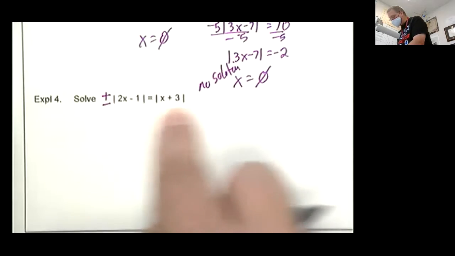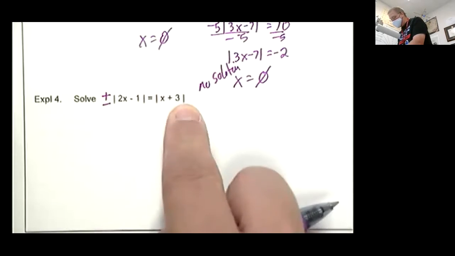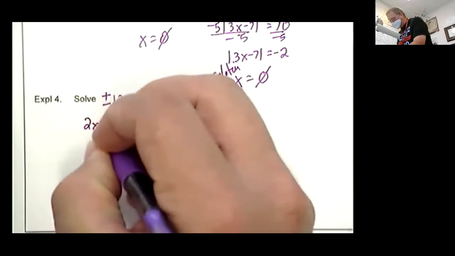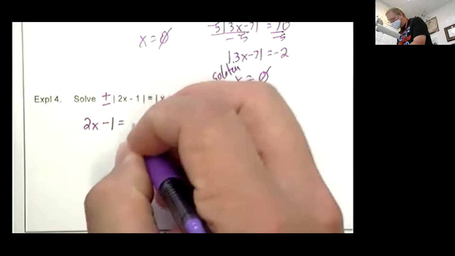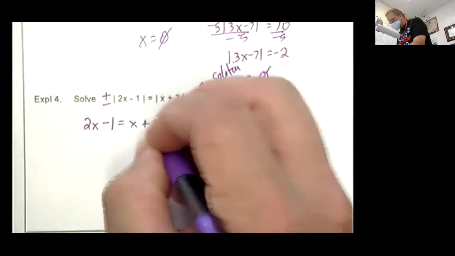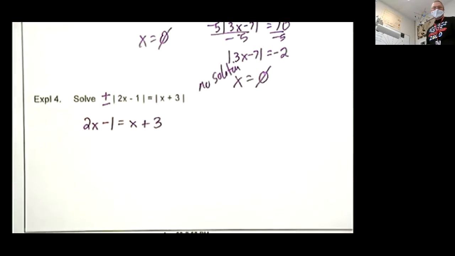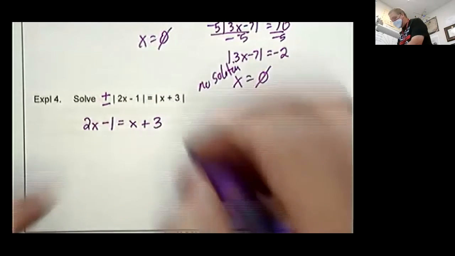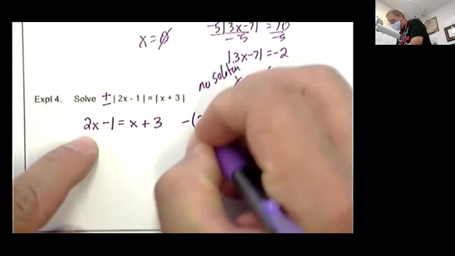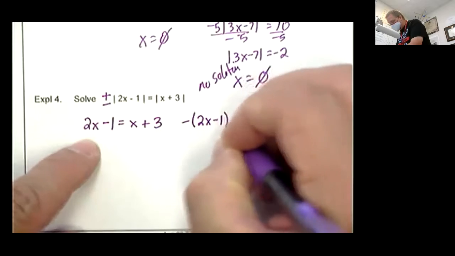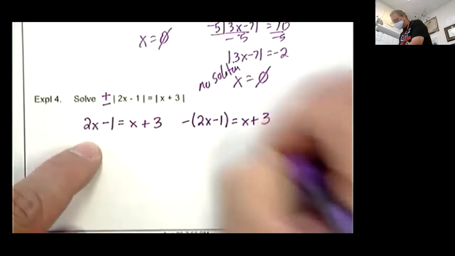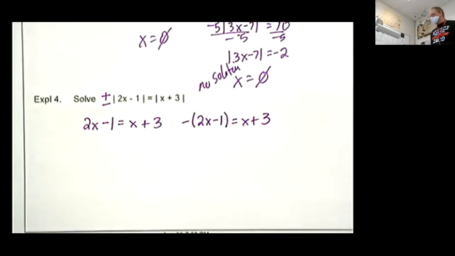So let's write the first equation, again, exactly the same without the absolute value bars. 2x minus 1 is equal to x plus 3. For our second equation, again, we're going to pick one side or the other. It doesn't matter which one. And we're going to make the whole expression negative. So there's our two equations. And we want to solve.